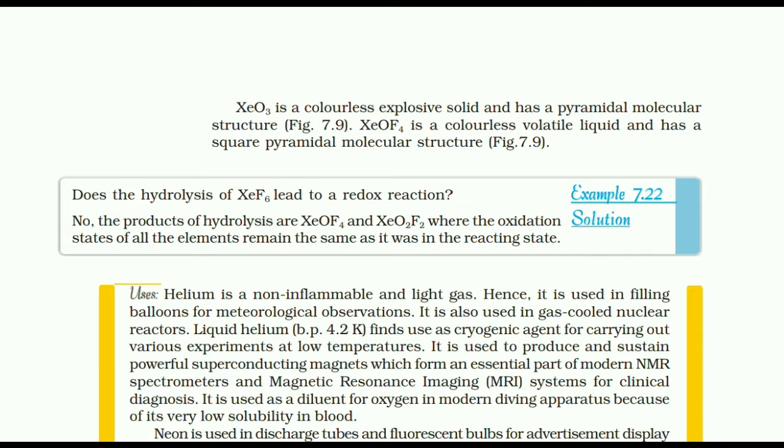Example 7.22. Does the hydrolysis of XeF6 lead to a redox reaction? Solution. No. The products of hydrolysis are XeOF4 and XeO2F2, with the oxidation states of all the elements remaining the same as they were in the reacting state.